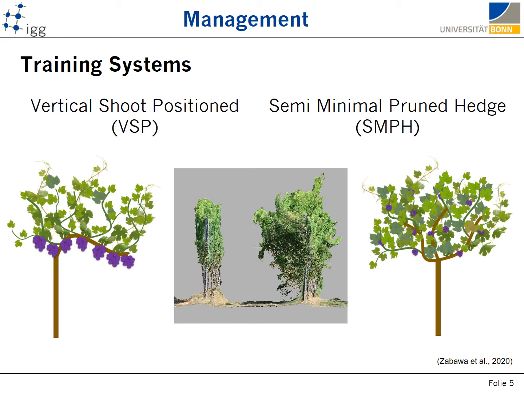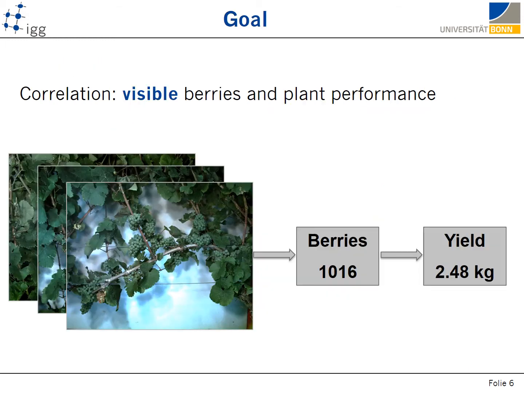The semi-minimal pruned hedge features a bush-like canopy structure with many branches. The grape bunches themselves are loose and smaller compared to the other system, and the berry size is inhomogeneous. The bunches occur all over the canopy but appear mostly in the top part.